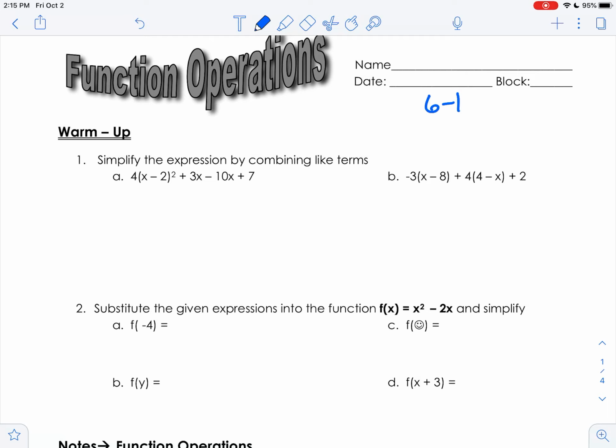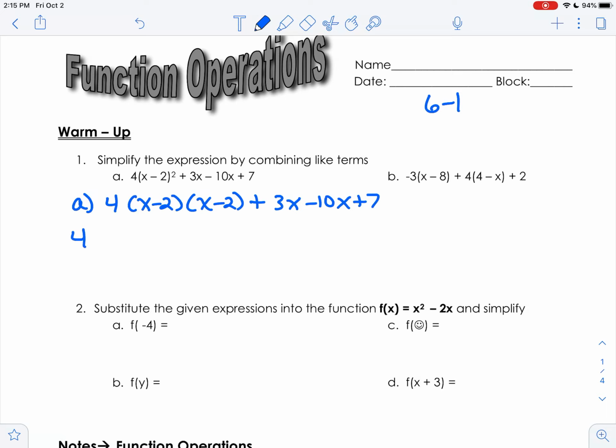So in the warm-up, they're asking us to just practice some combining like terms. I know we've been doing that, but just to remind you of how to handle quantity squareds and things like that, we'll go through each of these. So in part A, we have 4 times x minus 2 squared. So remember that's x minus 2 times x minus 2. And then we still have plus 3x minus 10x, and we still have plus 7.